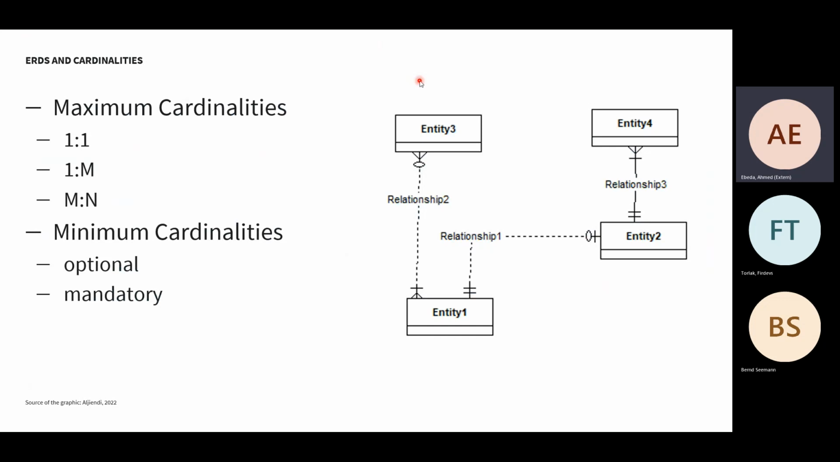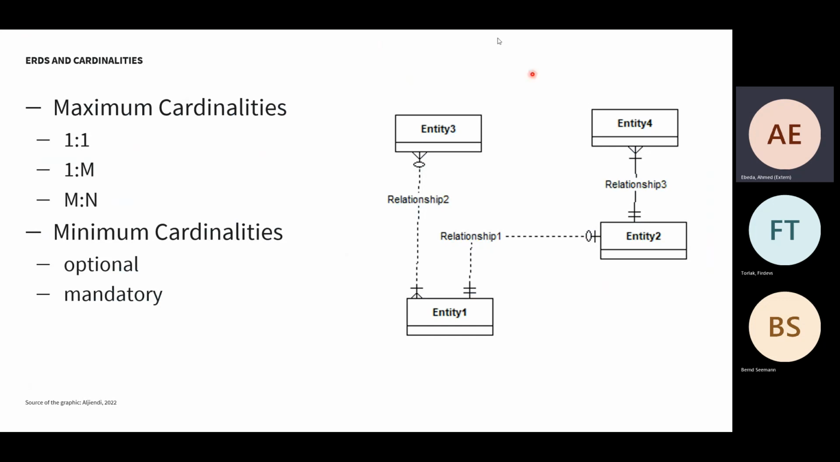So we have two types. Maximum cardinalities can be a one-to-one relationship. We talked about that already: one-to-one, one-to-many, many-to-many. This is the concept. Or we have something called minimum cardinalities. It means here that this relationship is mandatory or optional. Mandatory means it must be there, or optional, it could be there or not.